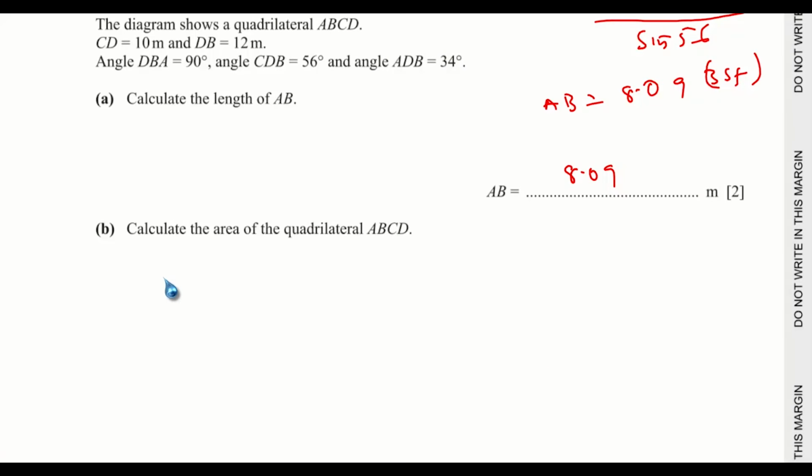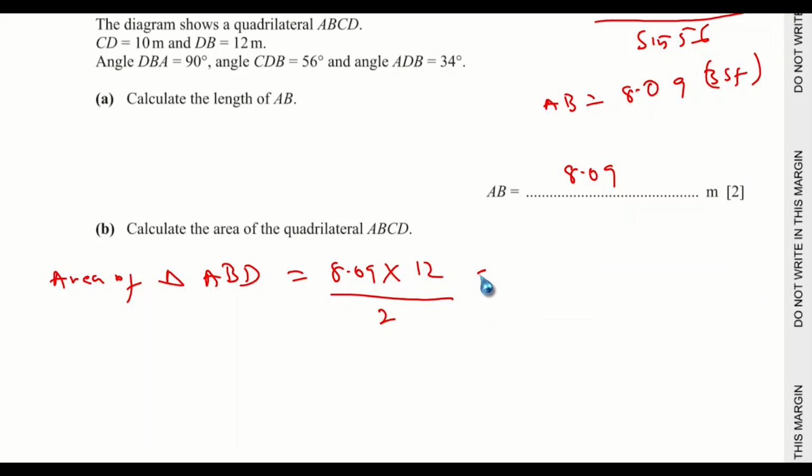So the area of triangle ABD will be equal to the base, the length AB we found, which is 8.09, times the height, which is 12 meters, divided by 2. This eventually will give us 48.54 squared meters. So that's for this one. You can put it there, squared meters.